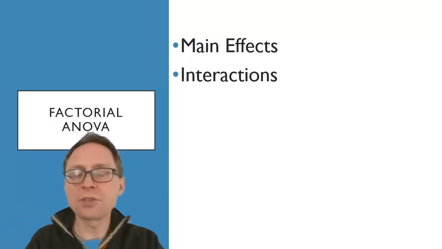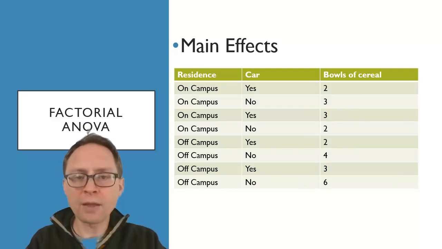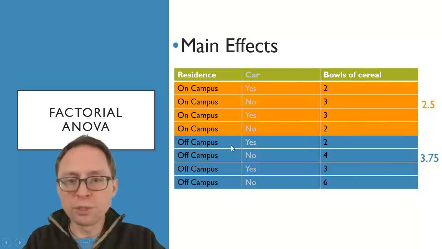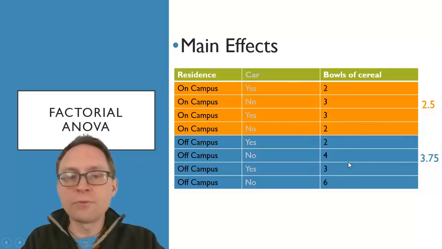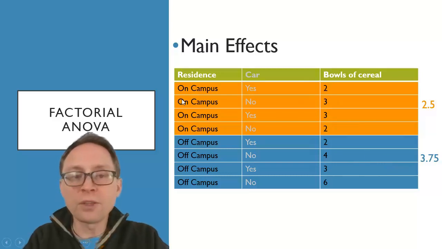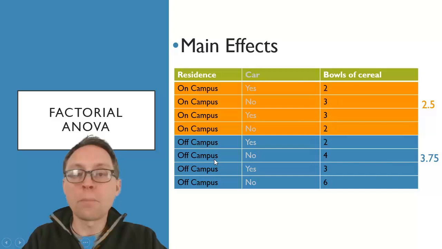So let's look at the data that we were just looking at in terms of a main effect. The main effect that we would be looking at would be comparing these orange scores to the blue scores, right? Everybody who lives on campus compared to everybody who lives off campus. So these bowls of cereal compared to these bowls of cereal. And if you look here on the right, I have the average. So 2 plus 3 plus 3 plus 2 divided by 4, that's 2.5. 2 plus 4 plus 3 plus 6 divided by 4 is 3.75. All right. So what we're really doing is comparing this group of scores and their mean, 2.5, compared to this group of scores and their mean, 3.75. The main effect looks at on campus compared to off campus as if car just didn't even exist. That's why it's kind of grayed out. It doesn't matter. A main effect just looks at one of the factors by itself.